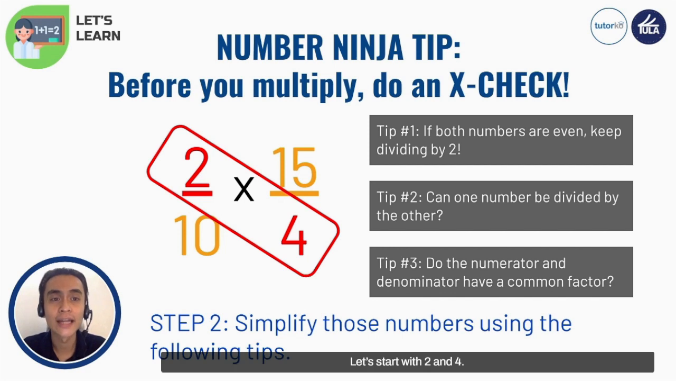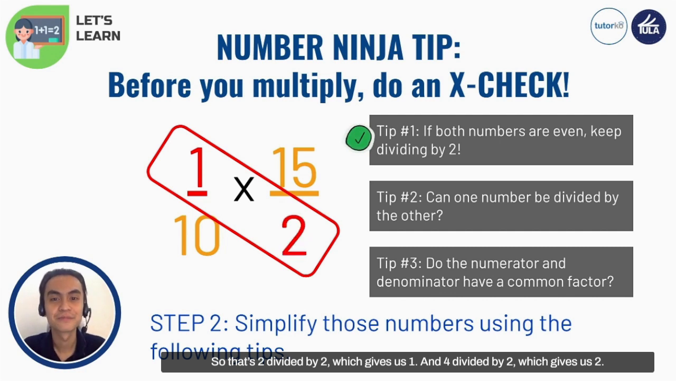Let's start with 2 and 4. Aling tip kaya ang pwede nating gamitin to simplify? Since both numbers are even, we can use tip number 1. So that's 2 divided by 2, which gives us 1, and 4 divided by 2, which gives us 2.